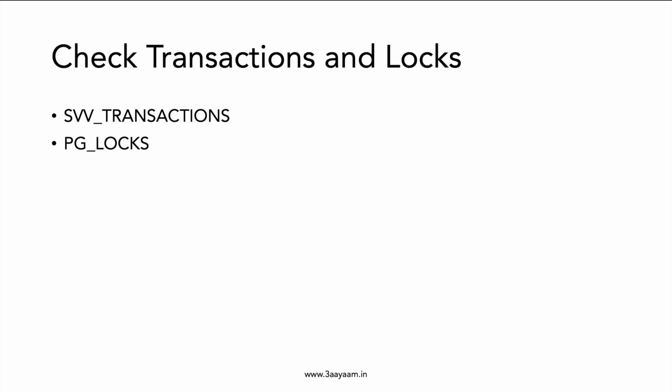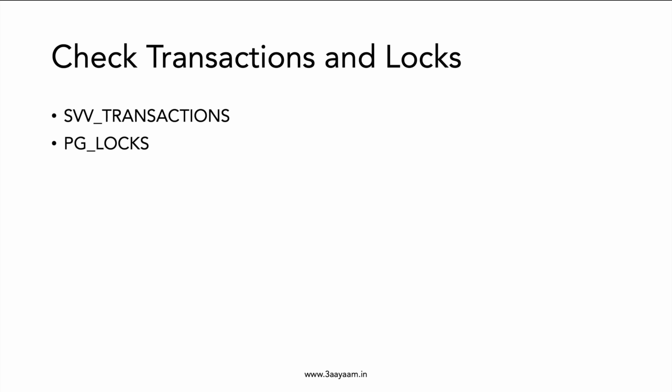Now we can check the transactions and locks using these system tables: SVV_TRANSACTIONS and PG_LOCKS. Please forgive me for bringing up the system tables here abruptly. The reason is that we need to know these system tables, because if you are running some statement, how do you know what lock has been taken? So I'll show you that in the demo, and we'll be using these system tables to find out what locks have been taken by Redshift when we run certain types of SQL statements.